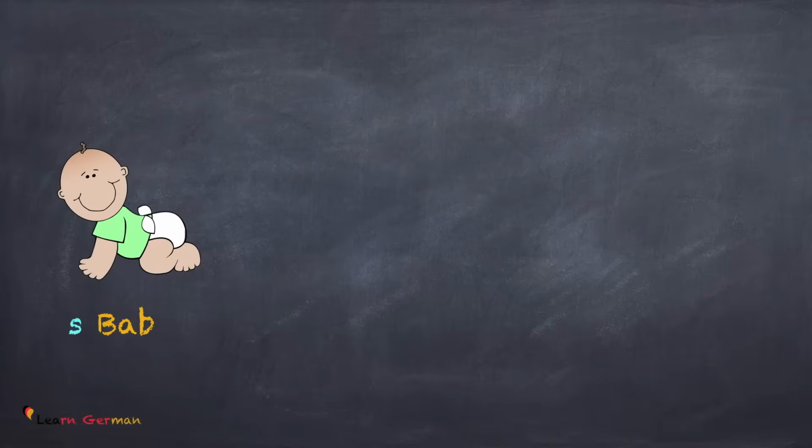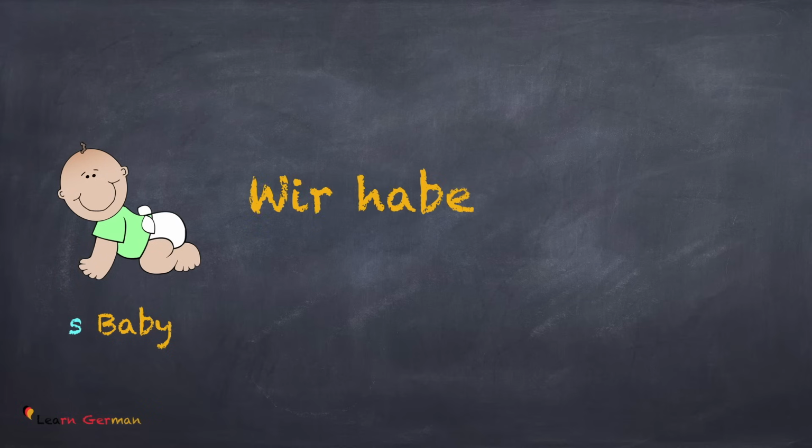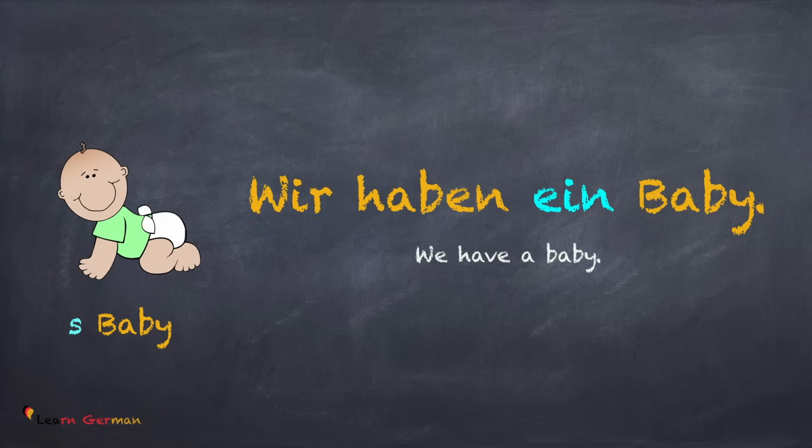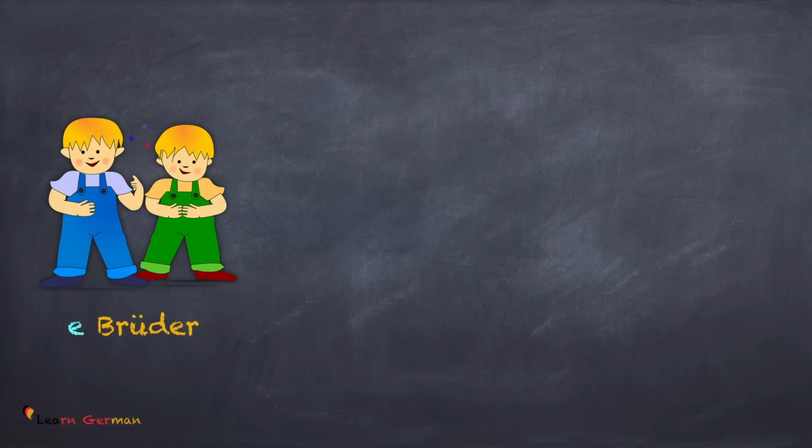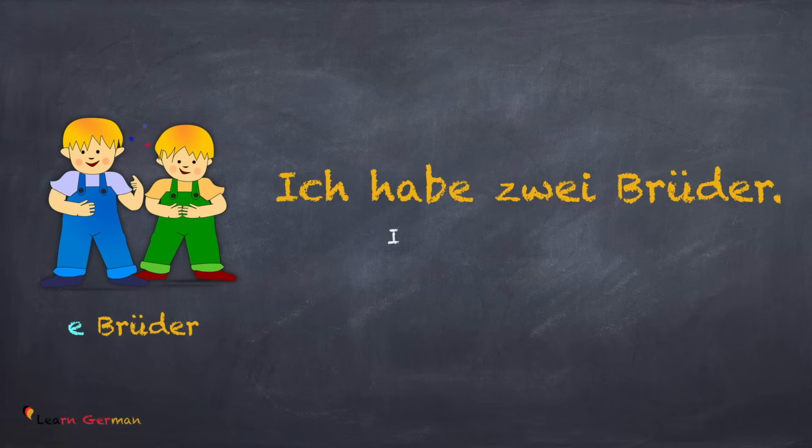Now let's do the accusative object when it's neutral. Wir haben ein Baby. In this case again, my object in accusative is ein Baby. And for the article das, the unbestimmte article remains ein as in the case of nominative. Now let's see what happens when my accusative object is in plural. Ich habe zwei Brüder. My accusative object here is zwei Brüder. And since for plural we don't have an unbestimmte article, we don't use an unbestimmte article here, just like for nominative.